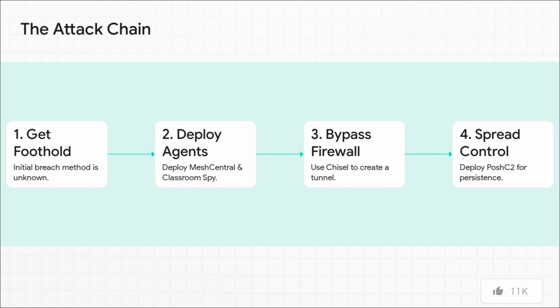Now, we still don't know exactly how they get that initial foothold. But once they're in, the path is pretty predictable. They deploy agents like Mesh Central to get control of one machine. Then they use Chisel to open a secret tunnel out past the firewalls. And finally, they push their main control tool, POSH-C2, through that tunnel to get persistent command over the entire network.